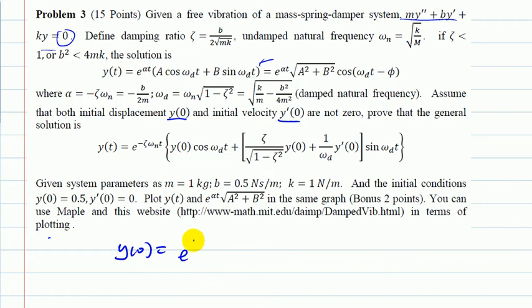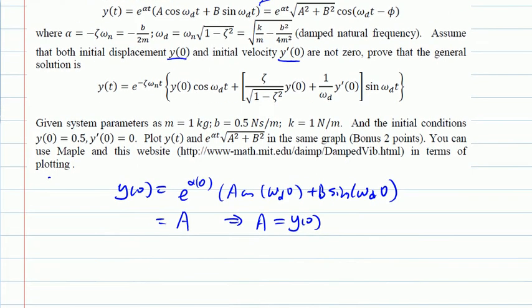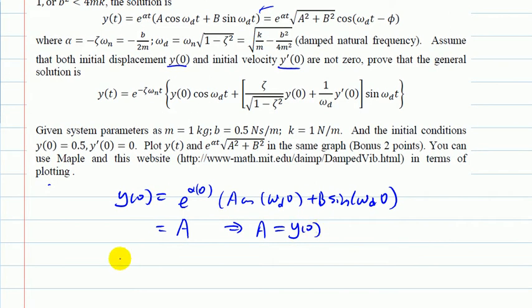At t equal to 0, alpha t is 0, so we have a cosine omega d 0 plus b sine omega d 0. Sine 0 is 0, cosine 0 is 1, and e to the power of 0 is 1, so you get A here. This basically means the A value is the initial displacement, so that's pretty handy. And what about the B value?